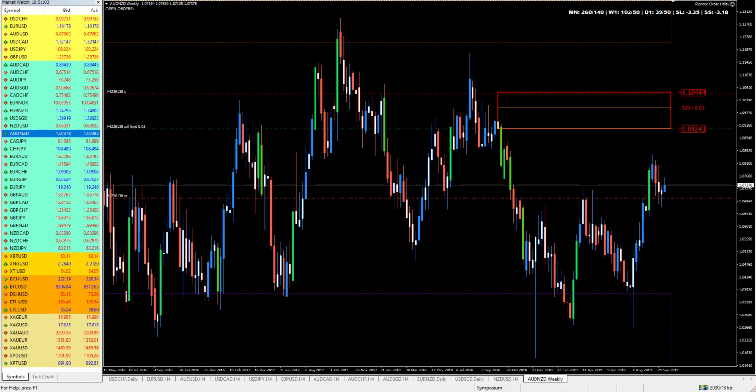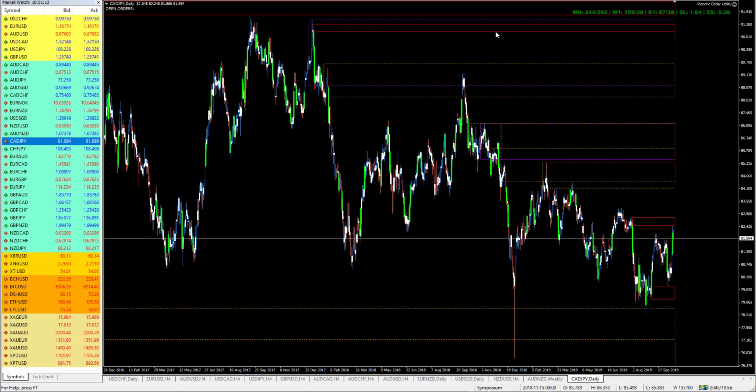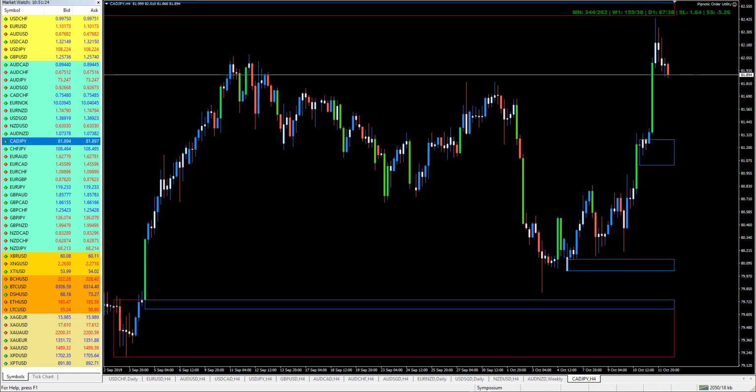What else have we got there? CAD yen. Let's see if there's anything there. Oh, look at that. At 1.0 level. Good lord. So, low, high, higher low, higher high. That means we have demand respecting these levels. Let's have a look, see if we can find.